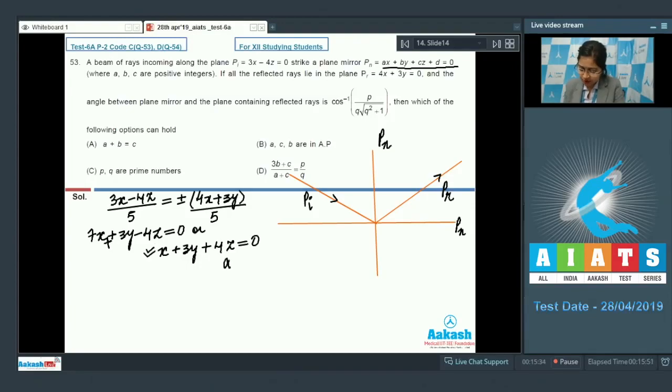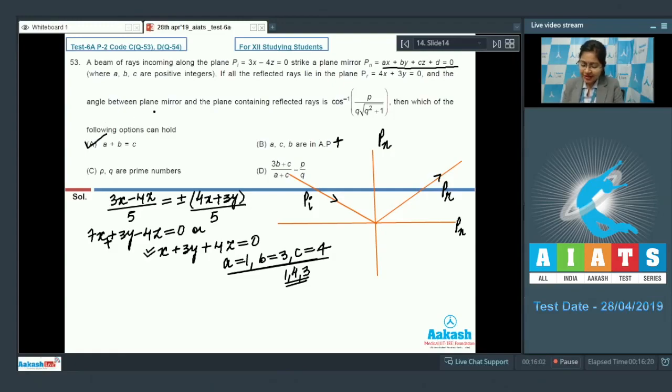So, we can say that the value of a is 1, b is 3 and c is 4. Now, from the given options, option A says that a plus b is equal to c, that is correct. Also, a, c, b, that is 1, 4, 3, are they in AP? No, so this one is incorrect. Also, we have to talk about P, Q.